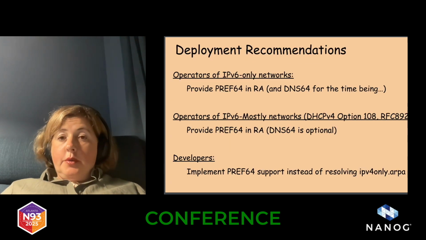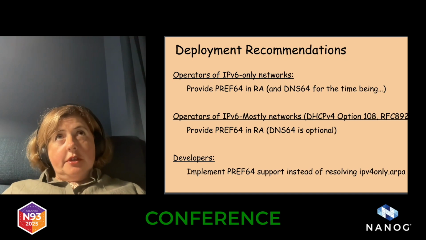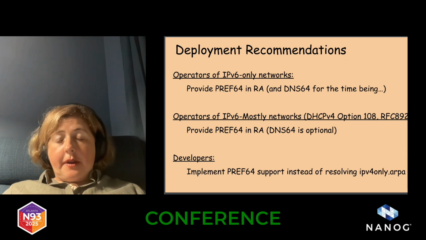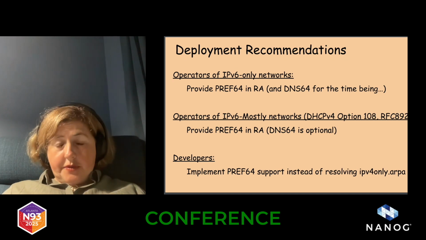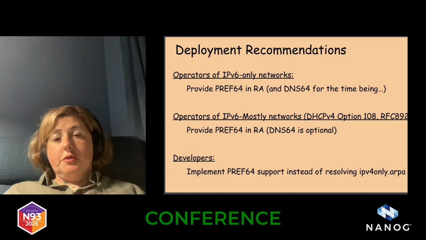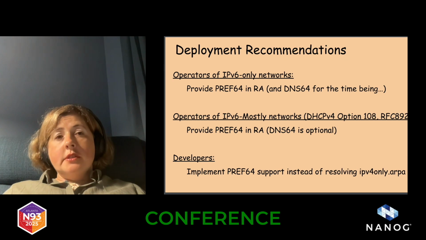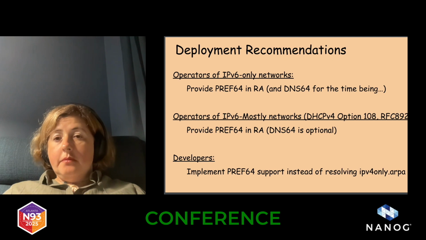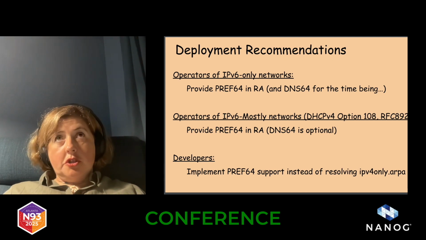So in other words, if you deploy in IPv6-only networks, it is strongly recommended to provide PREF64 in router advertisements to the clients. Most commercial router vendors like Cisco and Juniper support this. For open source, there are implementations as well.